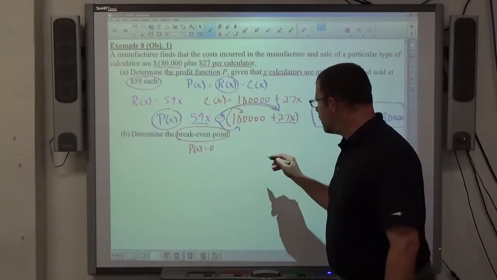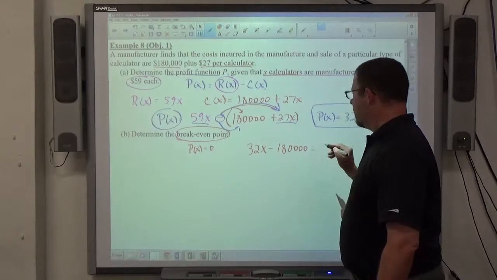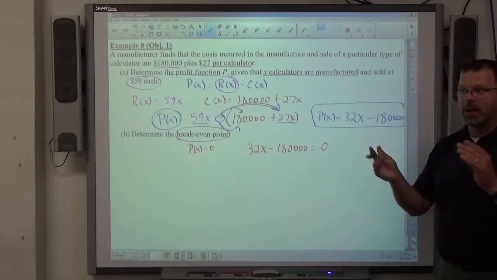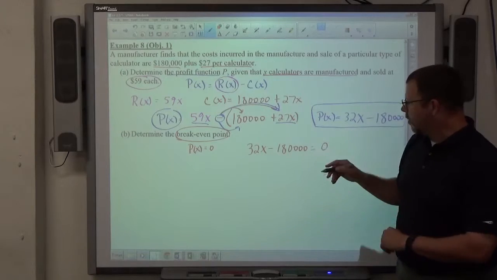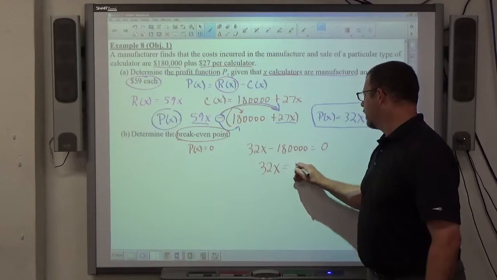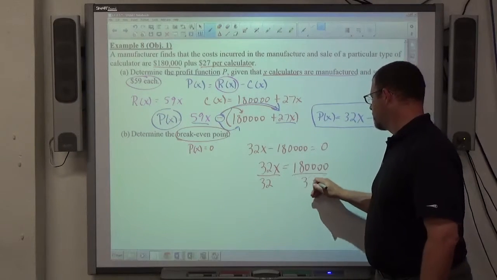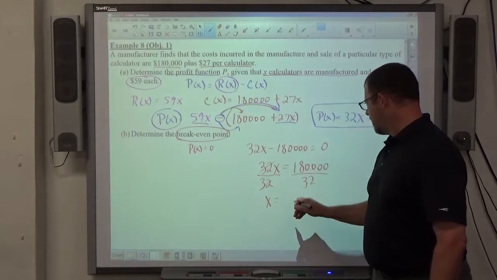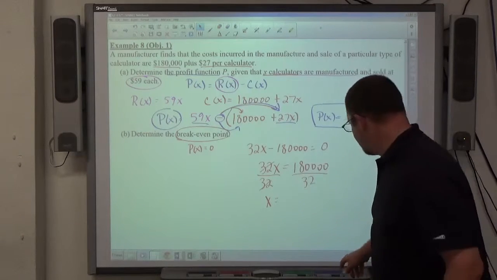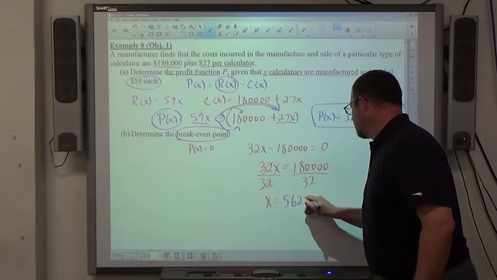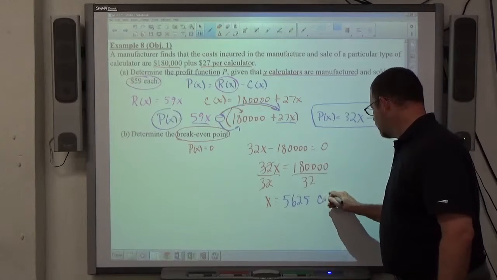That's the point we get to. So in this case, I set my profit function 32X minus 180,000 equal to 0. That's why they taught us that P of X equals 0, that x-intercept thing. So if the profit equals 0, we take our profit function equal to 0. That means 32X is equal to 180,000. Divide both sides by 32. I'm getting 5,625. I thought it was going to be a nice little division, but 160 divided evenly by 32. So 5,625 calculators.